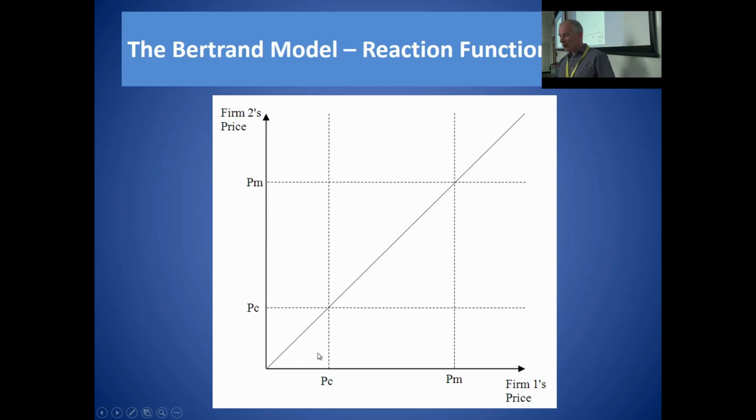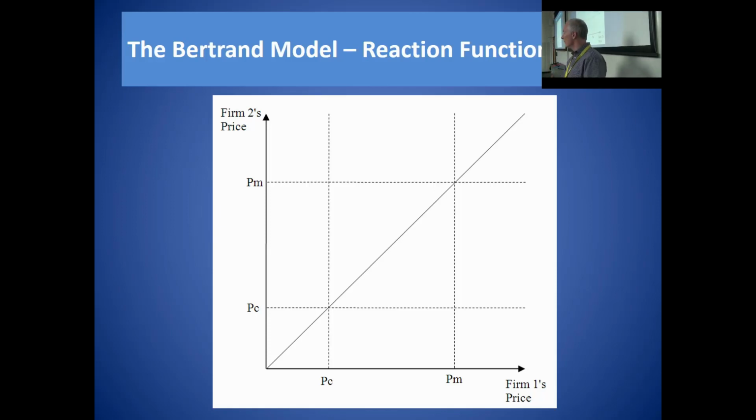We've also, though, got a higher price, PM. And PM is the price that a monopolist would charge if it were supplying this market, such that it would maximise its profits. So that is the monopoly price level. That's the price that would maximise the profits in the market in its entirety. So that's a price of PM.